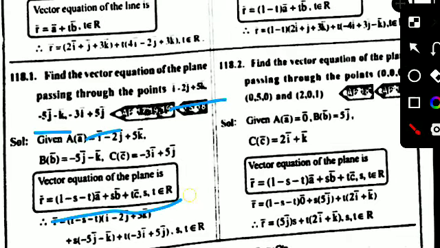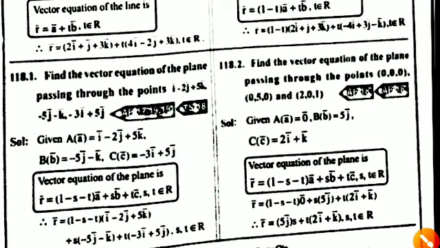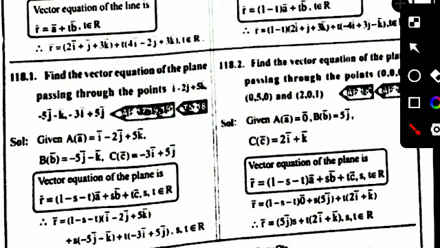bar. This is the formula for the plane. r bar is equal to (1 minus s minus t) into a bar plus s b bar plus t c bar. Now substituting the a bar, b bar, c bar vectors here in this one. Same one, three vectors are given here. What is the vector equation of the plane? That is r bar is equal to (1 minus s minus t) into a bar plus s b bar plus t c bar. Simply replacing the three vectors.